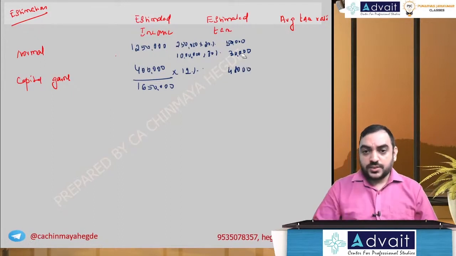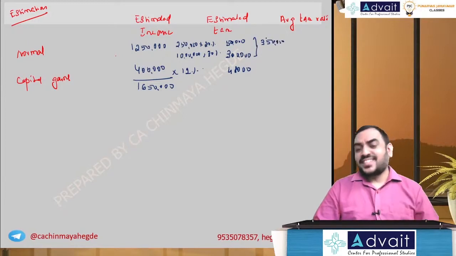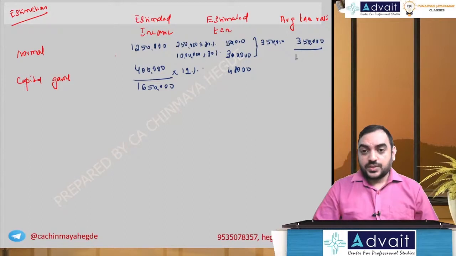So 3 lakh plus 50,000, you get 3 lakh 50,000. So what's the tax rate going to be on normal income? 3 lakh 50,000 divided by total income, 12 lakh 50,000, into 100 to express in percentage. 3,50,000 divided by 12,50,000 into 100 is 28%. Correct?